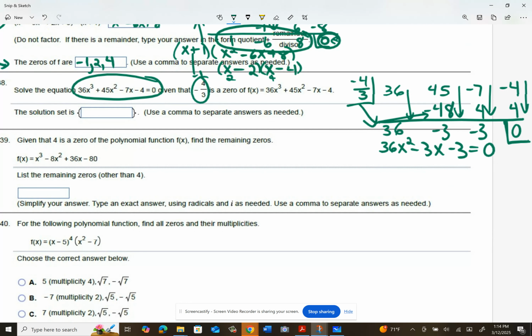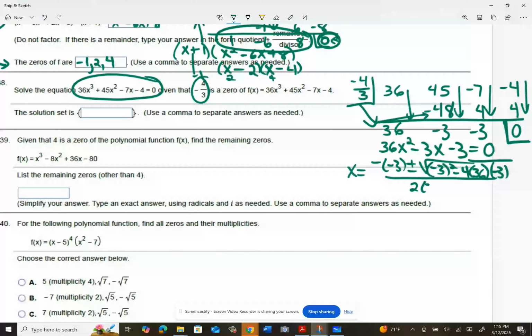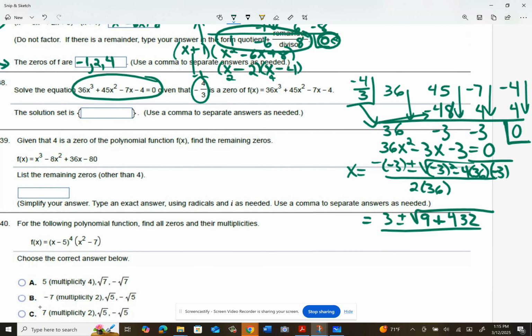But let's go ahead and just do it. On that one with 36 having so many possibilities, it's okay to just go right in and do the opposite of negative 3, plus or minus the square root of negative 3 squared minus 4 times A times C, all of that divided by 2 times A. So you wind up with 3 plus or minus the square root of 9, and then a negative times a negative turns out to be plus something, and you get 4 times 36 times 3, which is 432, over 72.